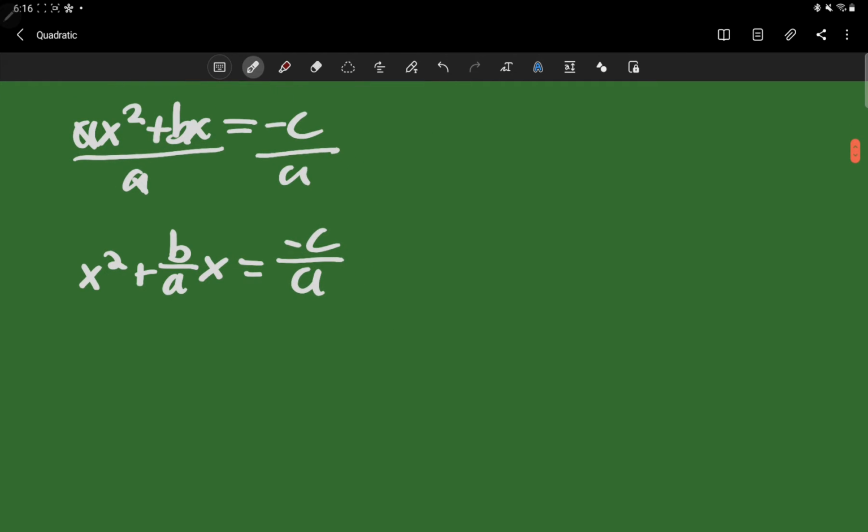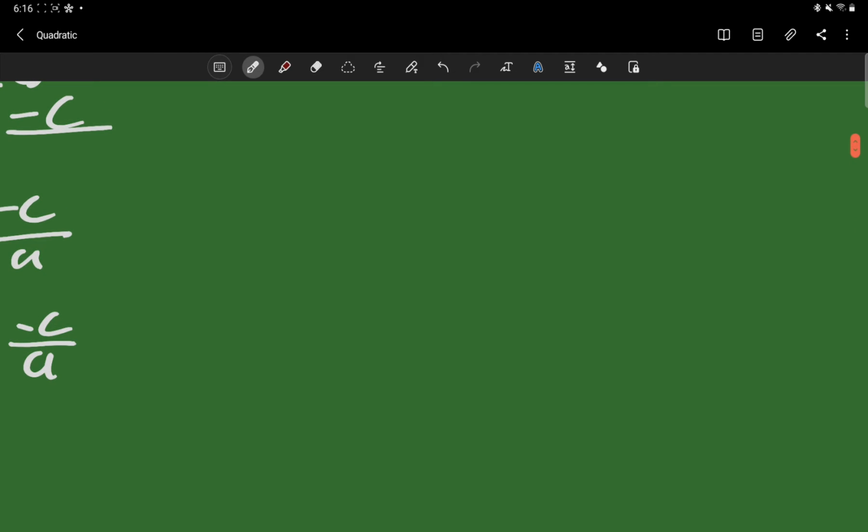And here's a step where we're going to complete the square. So let me go off on a bit of a tangent. Let me just describe to you what we're about to do.